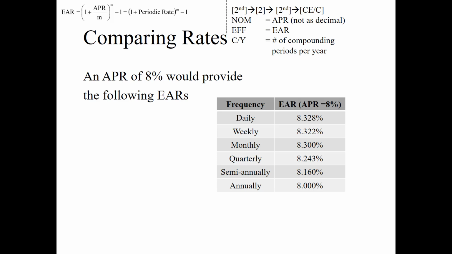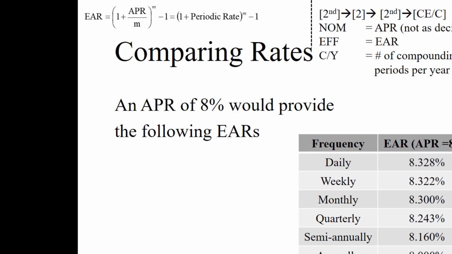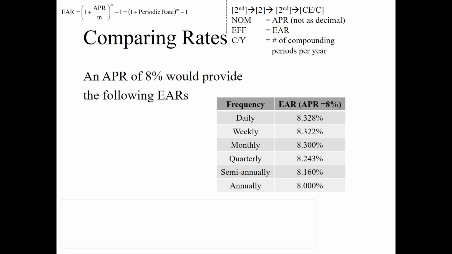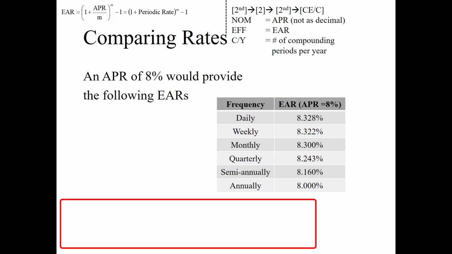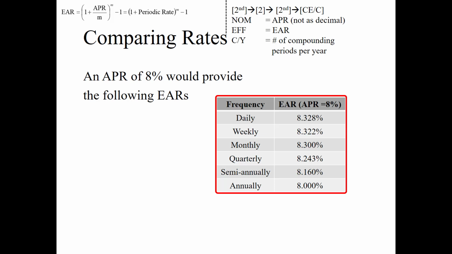And here we can look at a series of examples. You'll see in the top left our formula to calculate EAR. The solution for the effective annual rate using the formula will appear on the bottom part of the slide. In the table, you'll see that we're going to calculate effective annual rates where our APR is going to be 8%. So this entire table is going to assume that our APR is 8%.